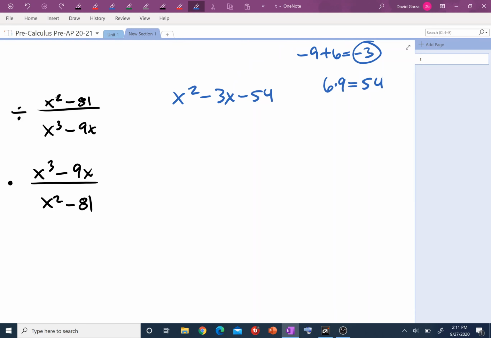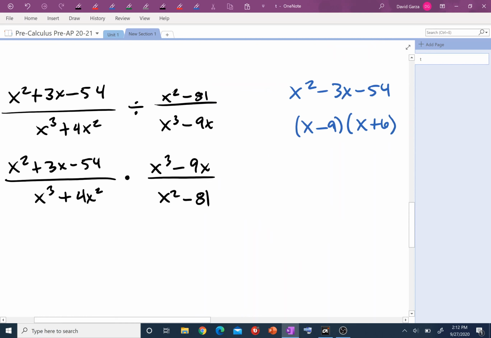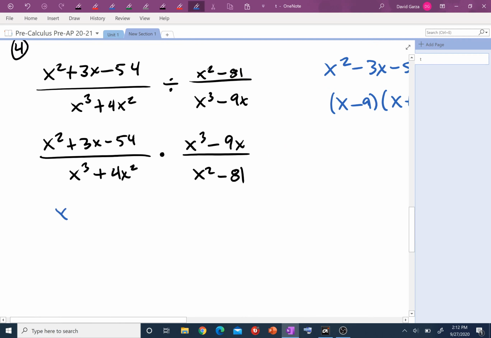So in other words, we can rewrite this as x minus 9 and x plus 6. It's a lot easier to work it out like that. Okay, so that's what we have here. Let's go ahead and write out what we have. So I have x plus x minus 9, right? x plus 6. Okay, so now we're going to work out the bottom from the left-hand side.